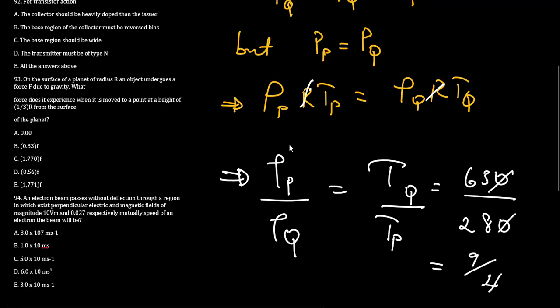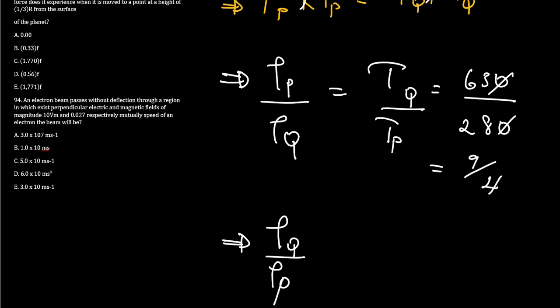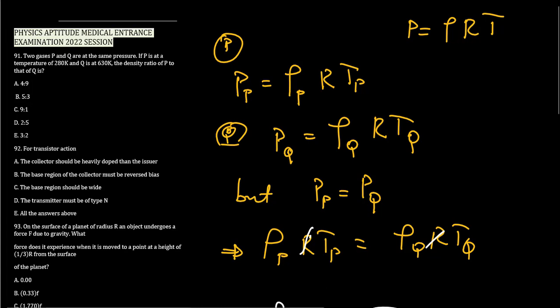So the density rho P to rho Q is 9 on 4, which is actually what is demanded. So also the density of Q with respect to that of P is to have the density of Q to that of P, which will give us option A.